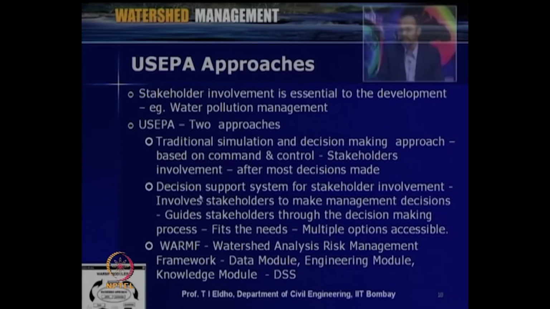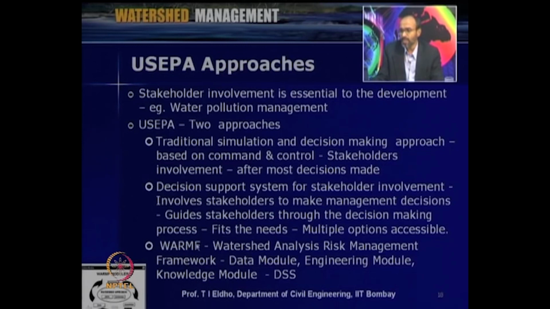And the second method is the so called decision support system for stakeholder involvement. Here, this starts from the beginning. So, the stakeholders are involved from the beginning. This involves the stakeholders in making management decisions and guides them through the decision making process. So, various needs of the stakeholders will be analyzed, and then accordingly the plans will be made. So, definitely the stakeholders will have a good say. So, multiple options will be accessible.